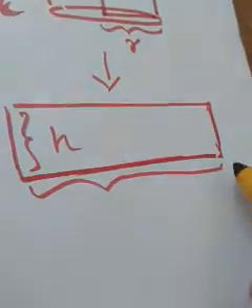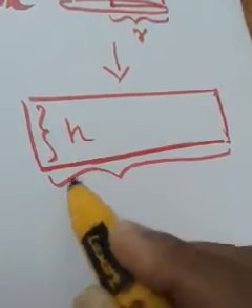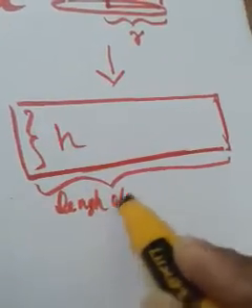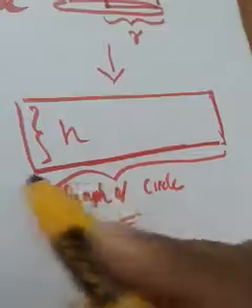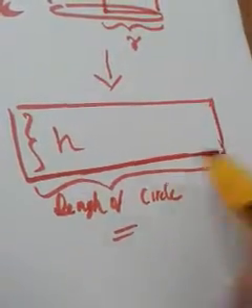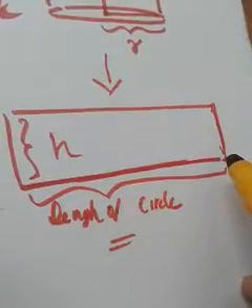So length of this rectangle is nothing but the length of the circle, no? Are you following me? Yes. So it is very trivial. Length of this rectangle is nothing but the length of the circle, because this portion came from that circle, and this portion is nothing but the length of circle.